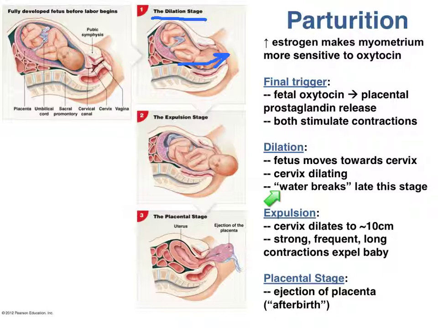This is the stage in which the amniotic sac ruptures, sending the amniotic fluid, which the baby has been floating in for nearly the entire pregnancy, rushing out. Labor then progresses to the expulsion stage. In this stage, the cervix dilates to about 10 centimeters. Contractions are strong, frequent, and long, pushing the baby down and out through the cervix and vagina.